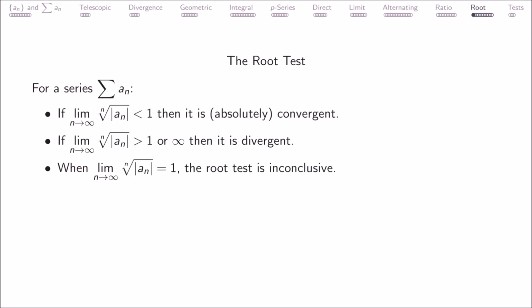The root test. For a series a_n, if the limit of the nth root of the absolute value is less than 1, then it is absolutely convergent. If the limit of the nth root of the absolute value is greater than 1 or infinity, then it is divergent. When the limit of the nth root of the absolute value equals 1, the root test is inconclusive.